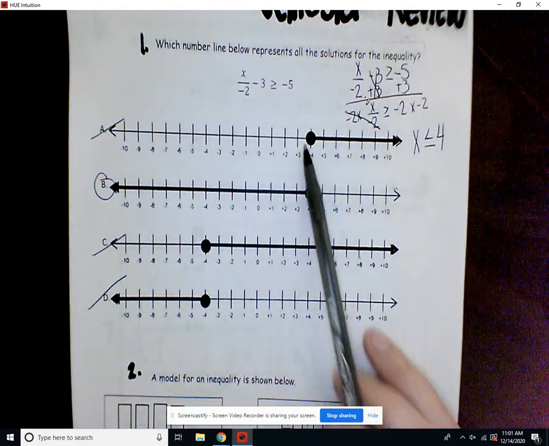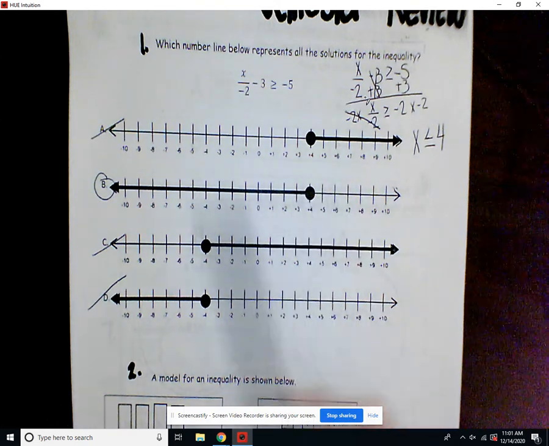So A and B both had positive 4. And then it's going to the left because of the way our arrow points.